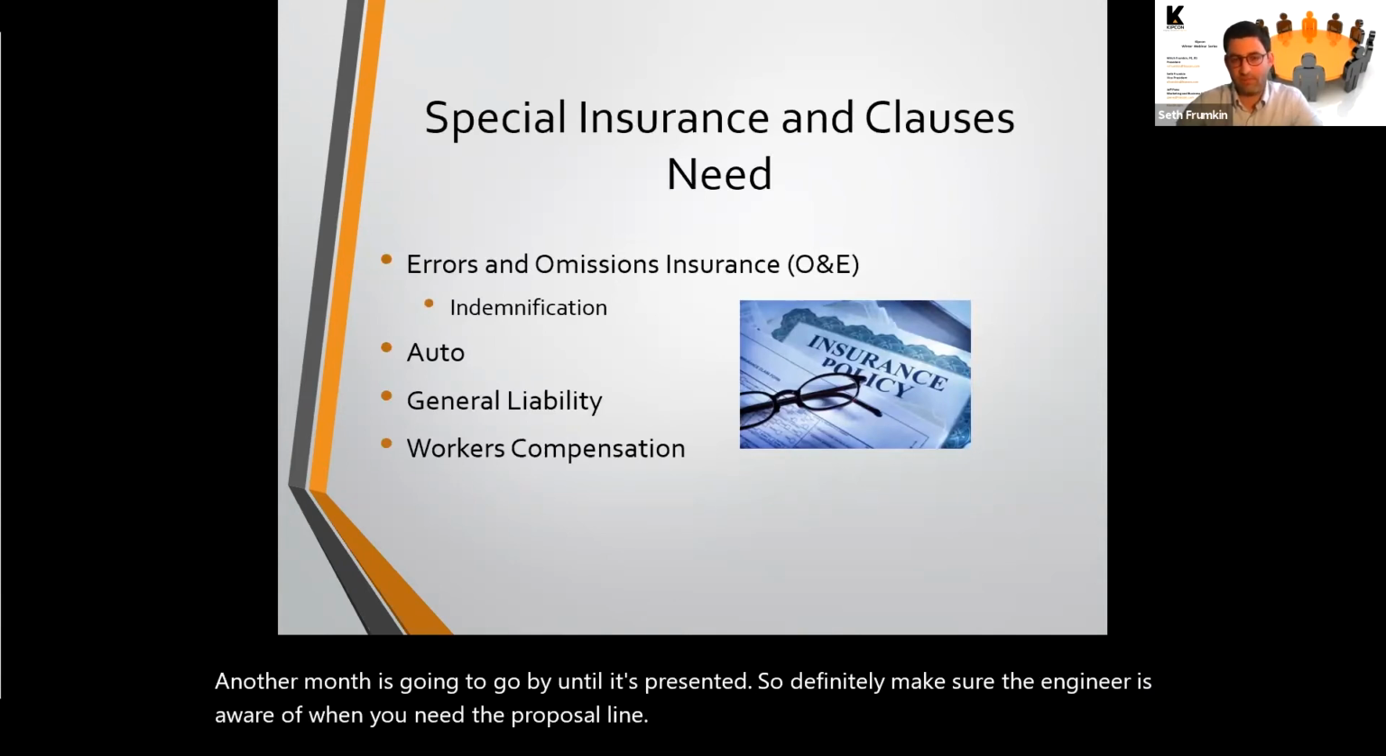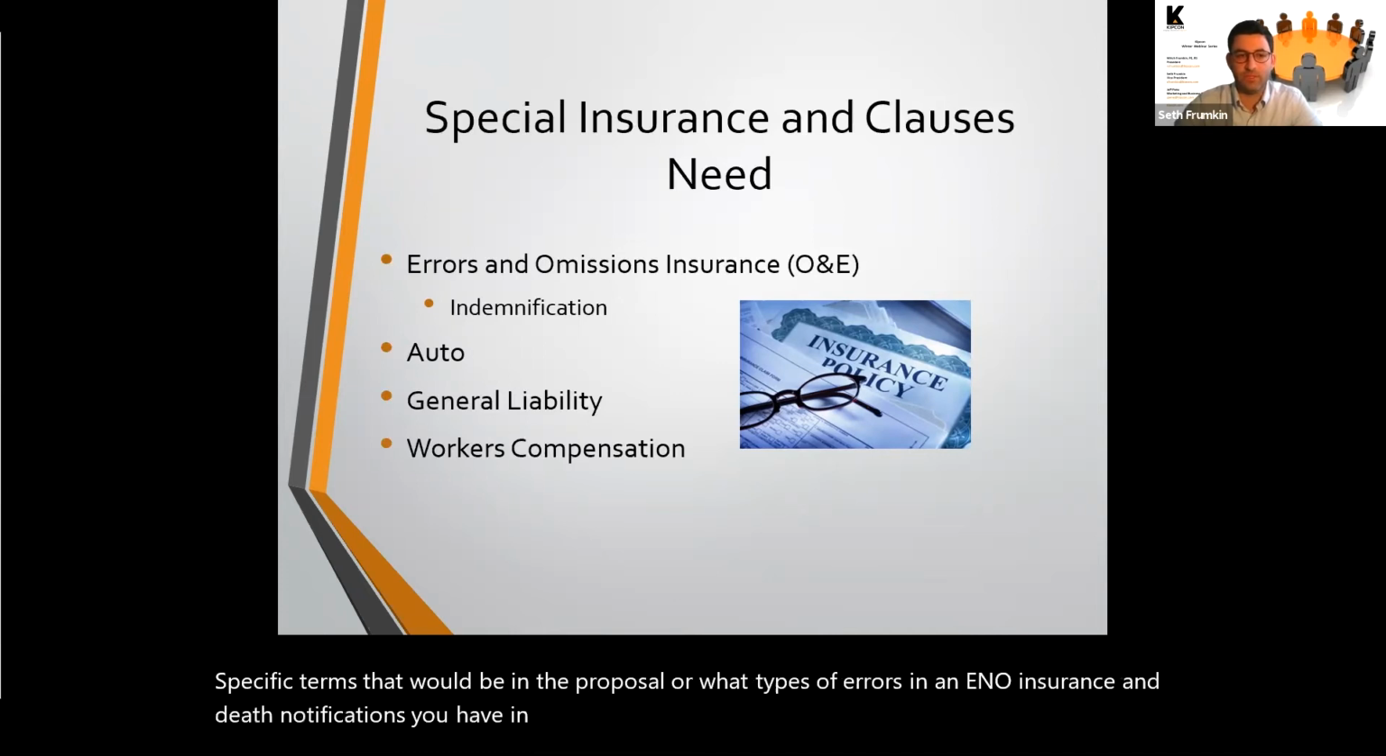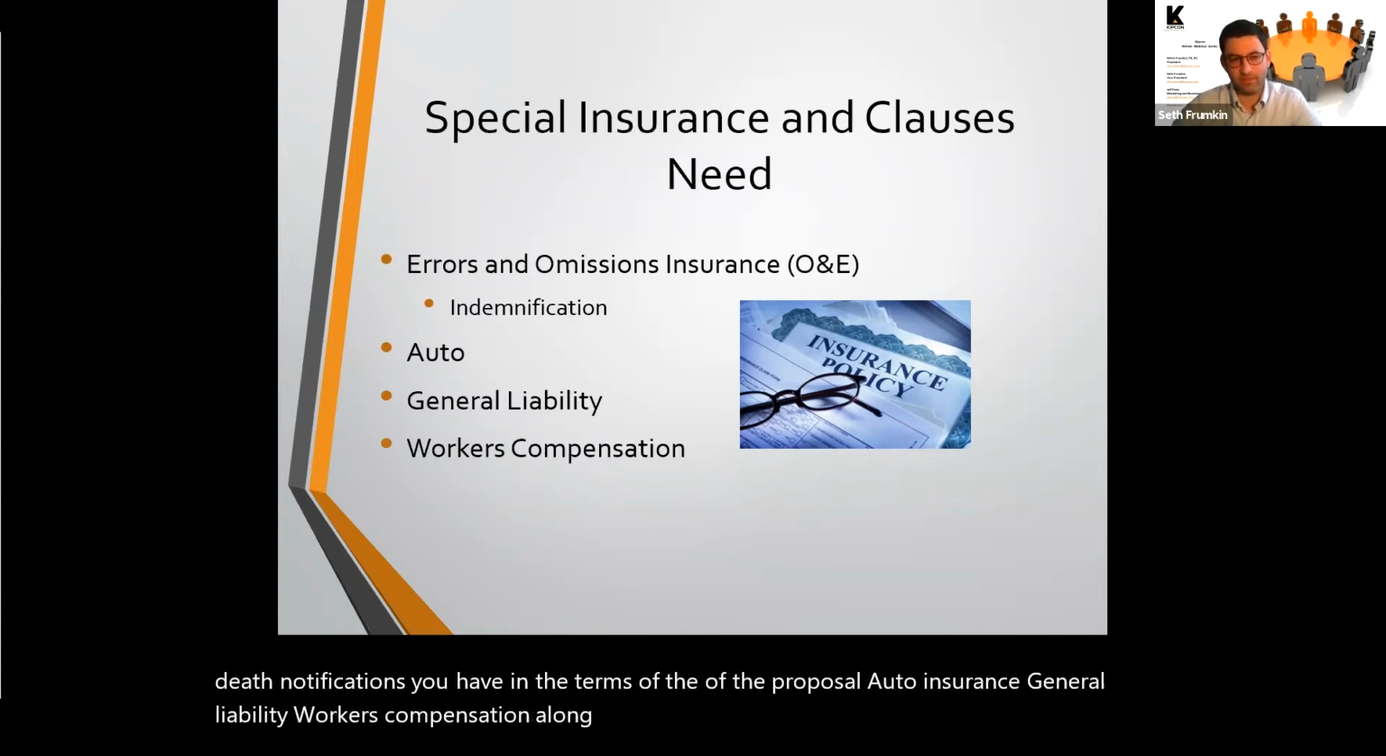Specific terms that would be in the proposal are what types of errors and omissions (E&O) insurance and indemnification you have in the terms of the proposal. Auto insurance, general liability, workers' compensation, all of this, the amounts are typically specified in the terms of the proposal for what's needed.